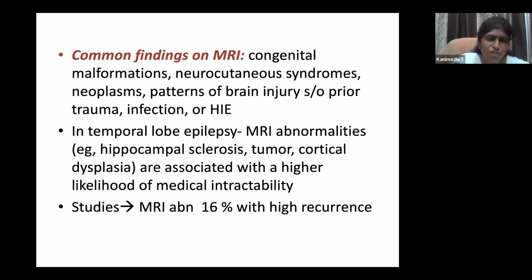So what are the common findings? Most of our symptomatic and probably symptomatic varieties we can pick up on MRI. In temporal lobe epilepsy, we can find hippocampal sclerosis, cortical dysplasias, and tumors. If all these are found, it means they can be medically intractable to treatment. Many studies have shown at least 16% have MRI abnormalities in unprovoked seizures, and if they have MRI abnormalities, the recurrence risk is high.